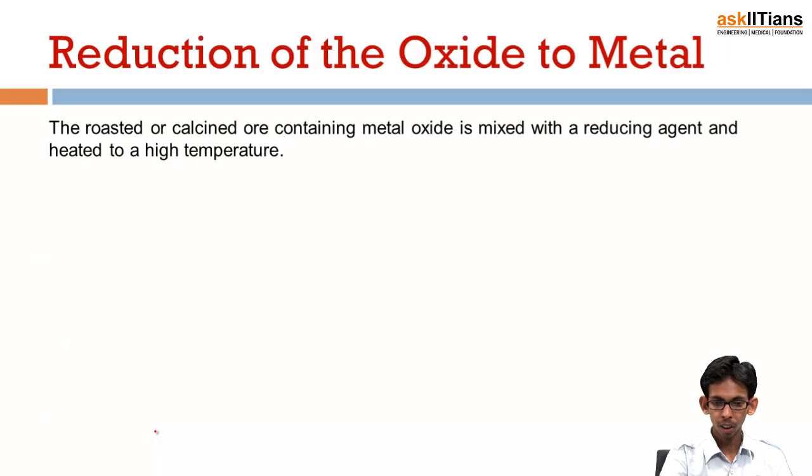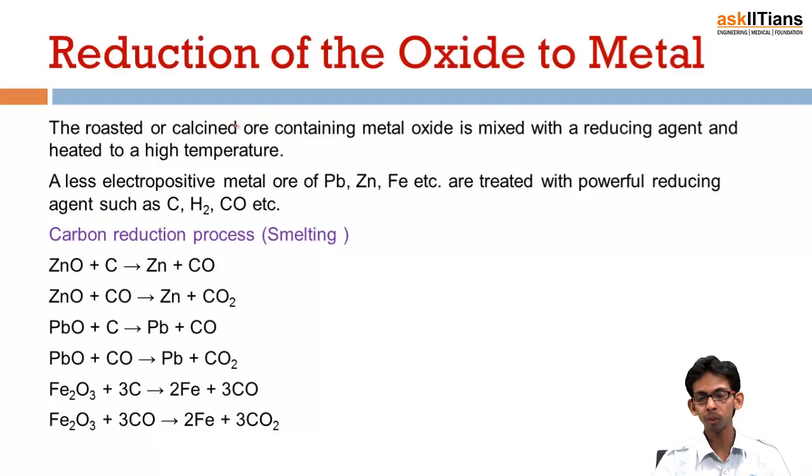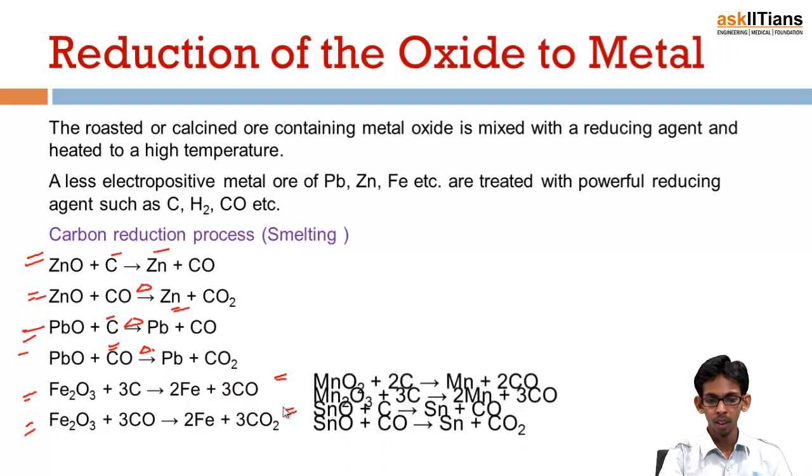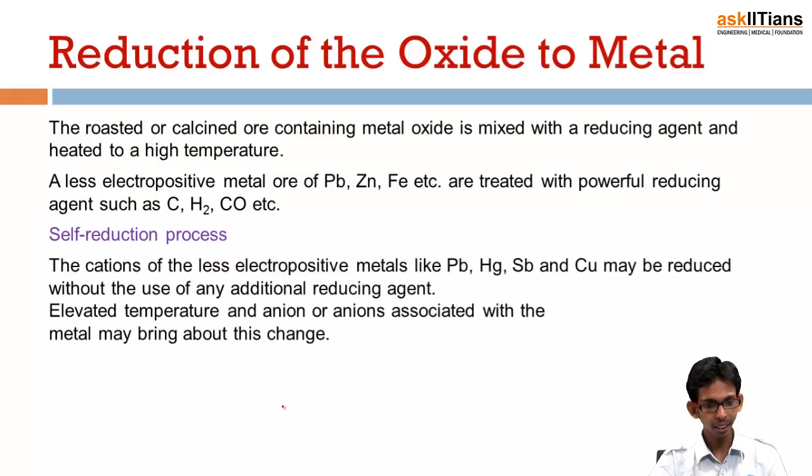Next, we have the examples of smelting. Zinc oxide is heated with carbon to get zinc. Similarly, it can also be heated with carbon monoxide to get zinc. Similarly, lead oxide is heated with carbon to get lead, or it can also be heated with carbon monoxide to get lead. There is another example of iron, which we have just discussed, and this is another one, and some more.